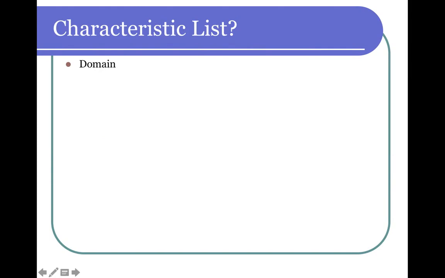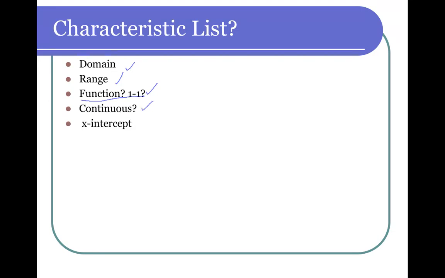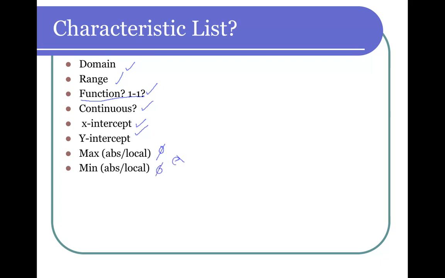Characteristics list, let's see how I did. I did domain. I did range. I talked about how it was a function and how it was one-to-one. I almost missed that, but I said it right at the end. I think I said it was continuous. I'm going to pretend I did. I talked about x-intercept. I talked about y-intercept. I didn't talk about maximum or minimums. An exponential function does not have any, right? Same thing with minimums. These are the extrema.